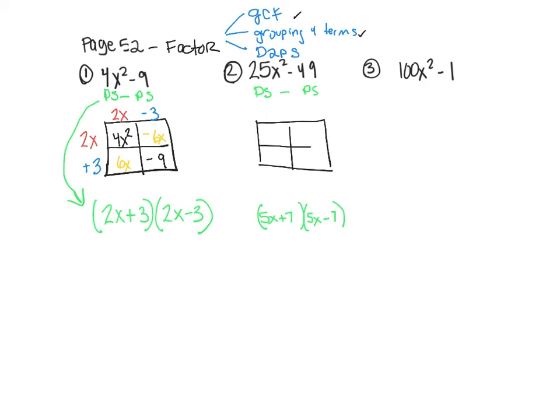Or I could think through the problem and say, well, if this is 25x squared minus 49, I know that the square root of 25x squared would be 5x times 5x. And I know that a negative 49 is a positive 7 and a negative 7. And what would happen is that this would be a negative 35x and a positive 35x, and they would end up canceling each other out.